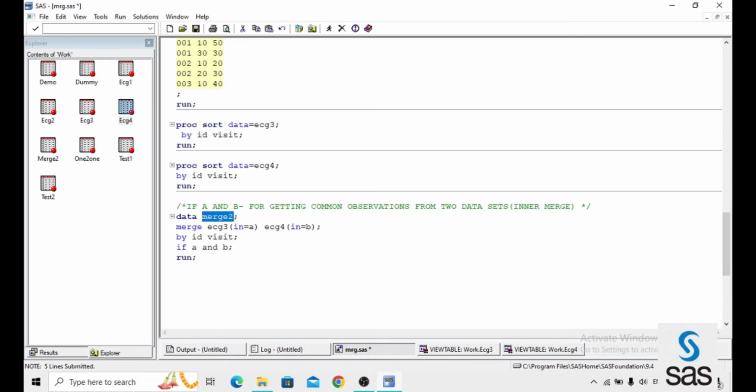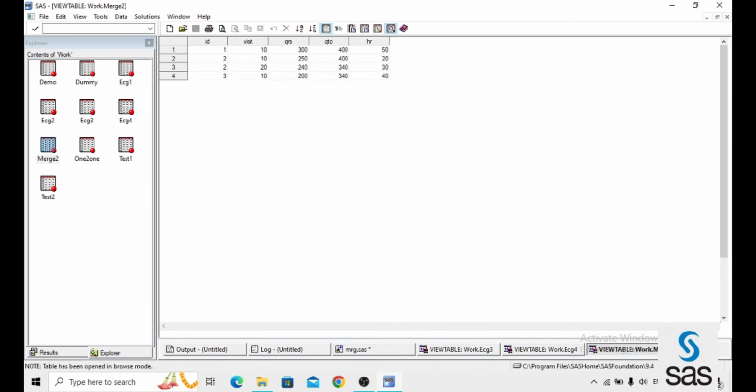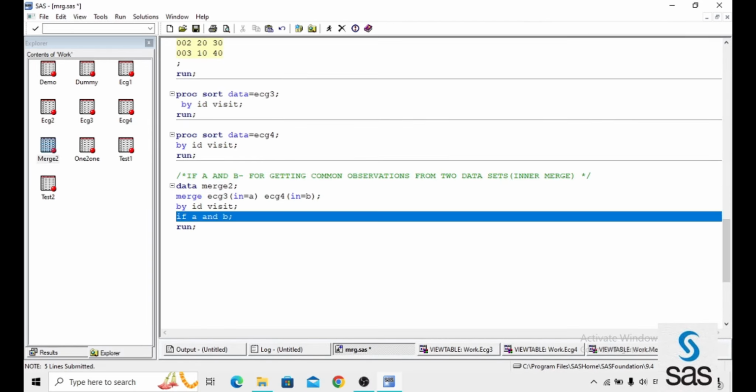Then we are opening merge2 here. Yes, we are simply not getting that 3 20 here. And in ID 1, here 1 20 is there, but in ECG4 there is only 1 10, and 1 30 is there. But in ECG3, 1 20 is there. That's why what we get here is common: we need only common 1 10, 2 10, 2 20, 3 10. Whatever common observation is in that particular BY variable, it will come with IF A AND B. Only common.